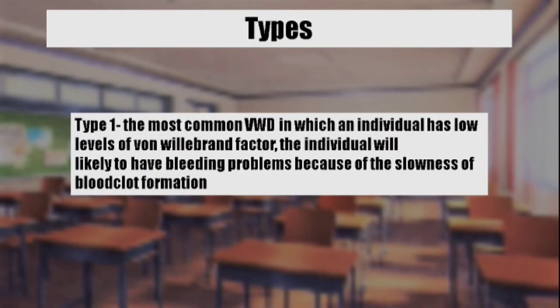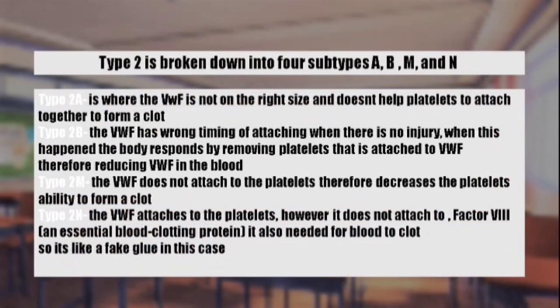Type 1, the most common von Willebrand disease, in which an individual has low levels of von Willebrand factor. The individual will likely have bleeding problems because of the slowness of blood clot formation. Next is type 2, which is broken down into 4 subtypes: A, B, M, and N. Type 2A is where the von Willebrand factor is not the right size and doesn't help platelets attach together to form a clot.